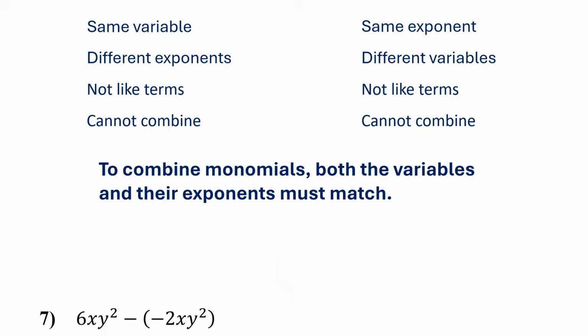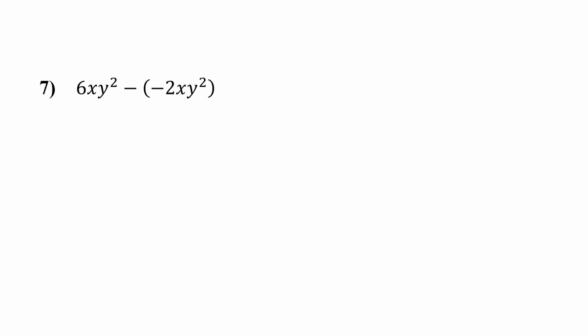Now what if the monomials have more than one variable? The good news is that the rule doesn't change at all. The entire variable part must match, every variable and its exponent. Here, both terms have the same variable part, xy squared. So they are like terms. Now look at the two signs in the middle. We are subtracting a negative term. Subtracting a negative is the same as adding a positive. Now we can add the coefficients. 6 plus 2 is 8. The variable part stays exactly the same.